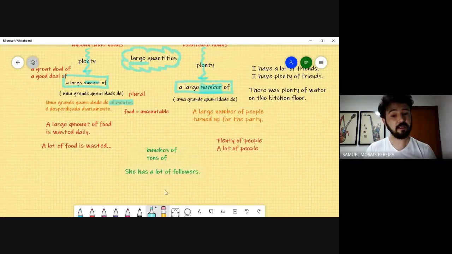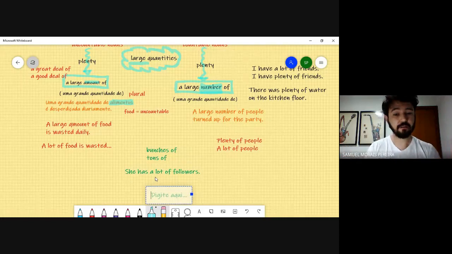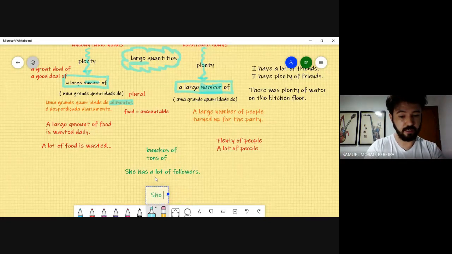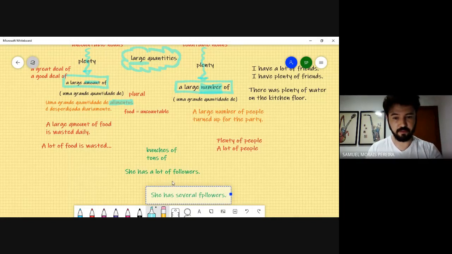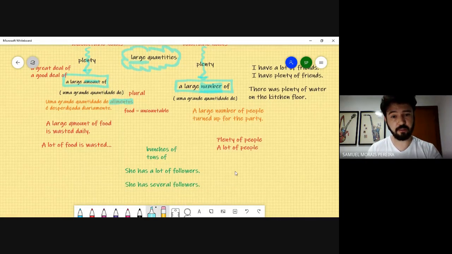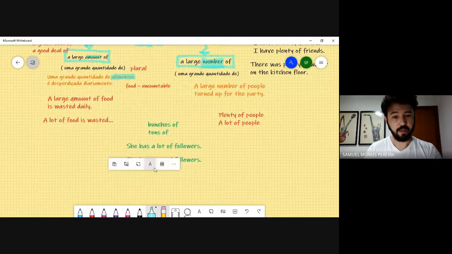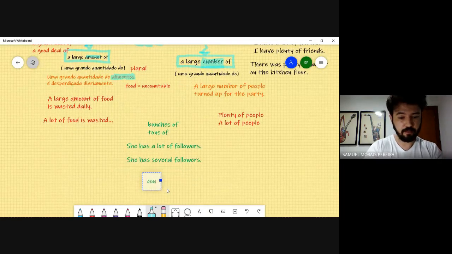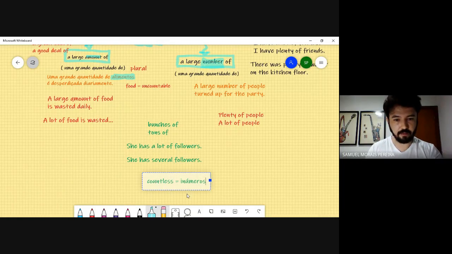Mas eu também poderia falar assim, ó. Ela tem vários seguidores, ó. She has several followers. A palavra several significa vários, tá bom? Inúmeros. Outra palavra que também é usada para indicar grande quantidade, ó. É countless. Countless significa inúmeros. Olhem para a palavra countless.